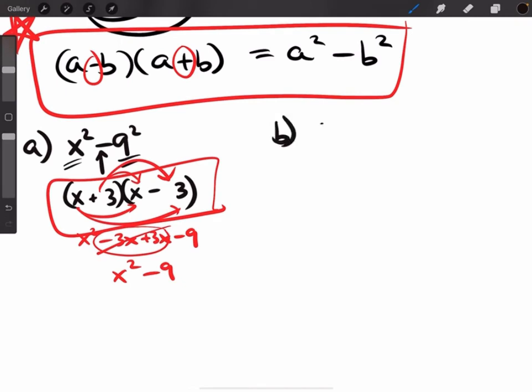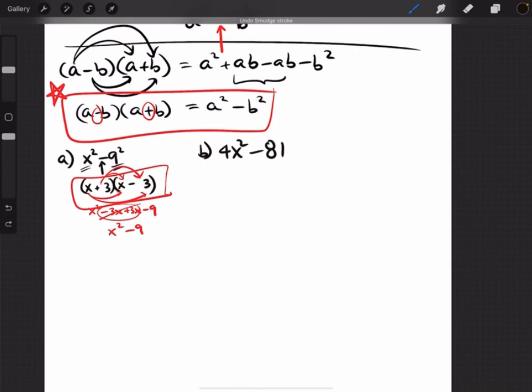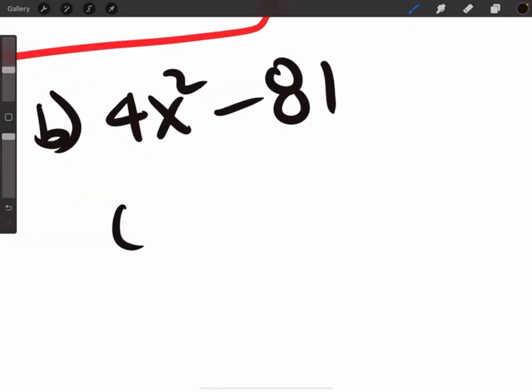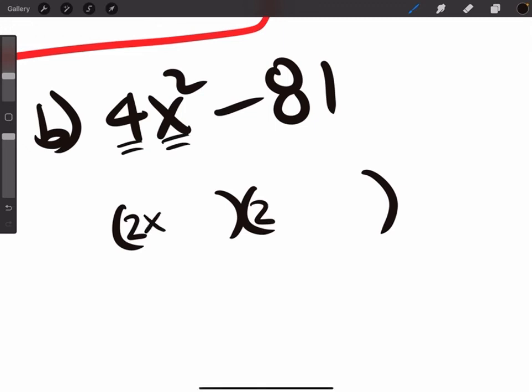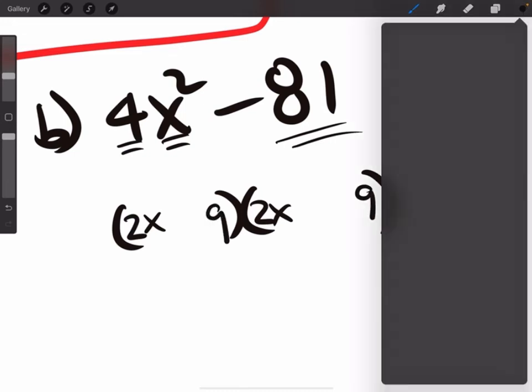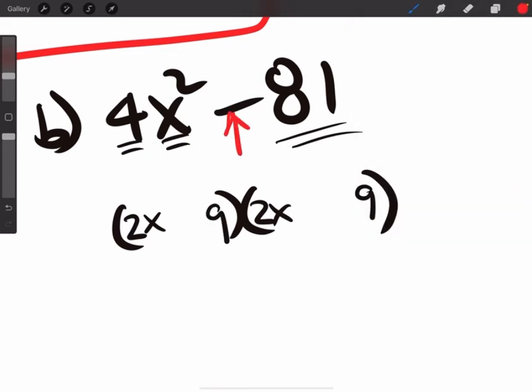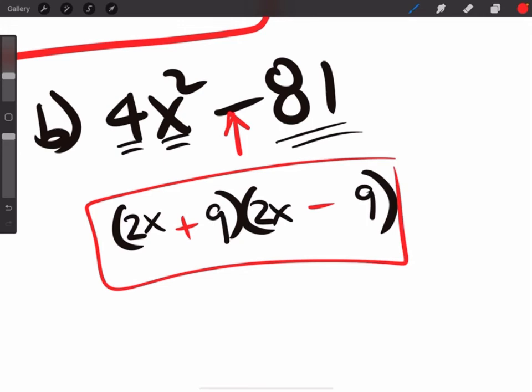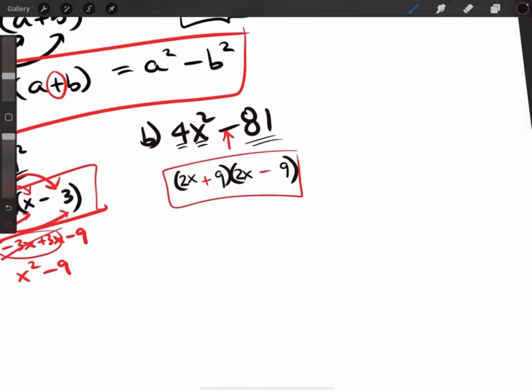B, you got 4x squared minus 81. It is a binomial, no middle term, but I still am going to do two parentheses because when I factor things out, it's two parentheses. I'm doing one thing at a time. What makes 4? 2 times 2. What makes x squared? x times x. What makes 81? 9 times 9. And there is no middle term, so plus and minus. Or minus and plus. And that is your answer. How cool is that? Right? Okay.